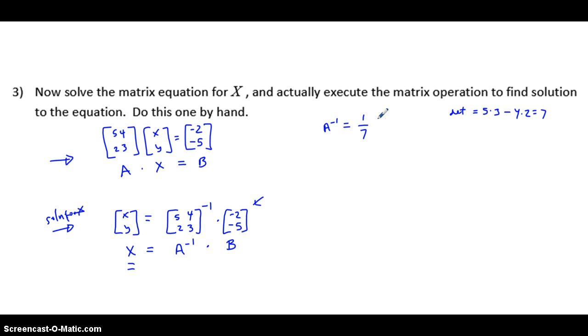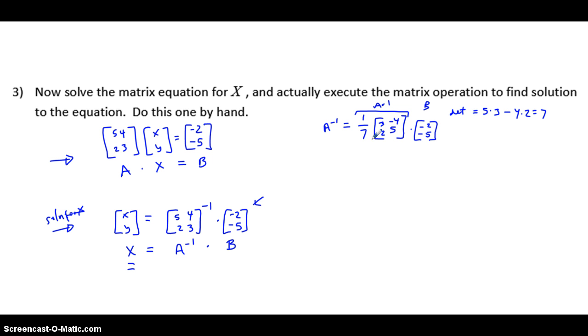So we know we're going to have a 1/7 out in front. And then we just do our rearrangement of the terms here. So 5 and 3 are going to switch positions on the main diagonal. The other diagonal, they're going to stay, but we're going to switch the signs. And so there's our matrix for the inverse. And then we just need to multiply this guy by B, -2, -5. So this expression here is A inverse, and this expression here is B.